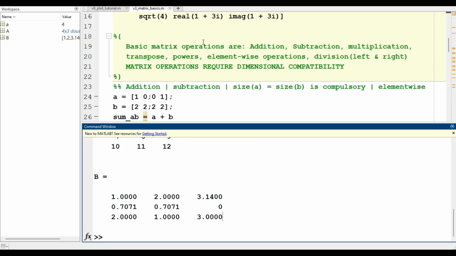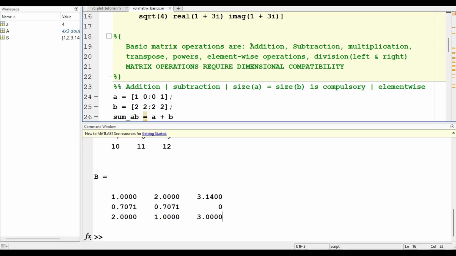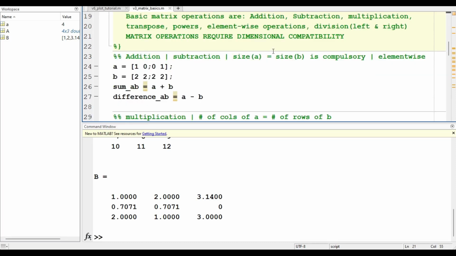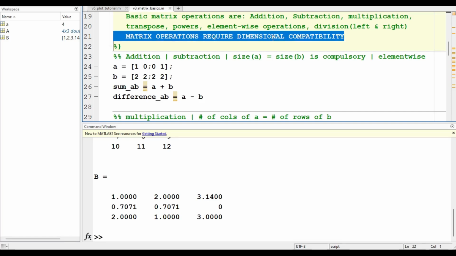There are some basic matrix operations, or better to say math operations, which are operating on matrices. These are addition, subtraction, multiplication, transpose, power and element wise operations, as well as division. One important thing to keep in mind is that for any kind of mathematical operation that is being done on matrices, the requirement of dimensional compatibility is a must.